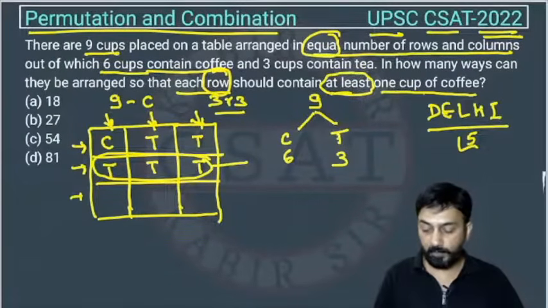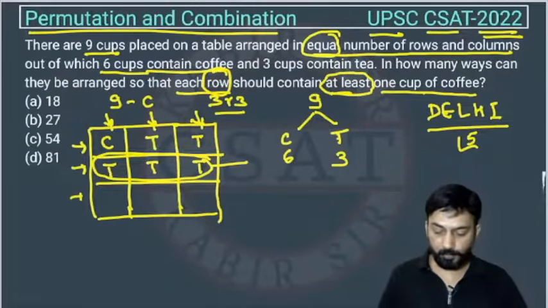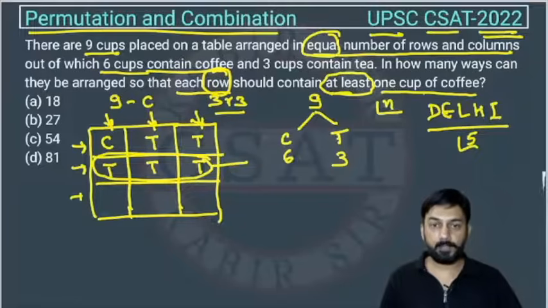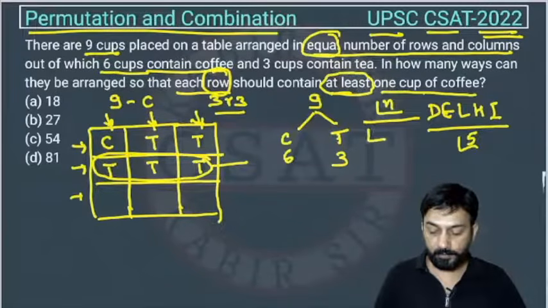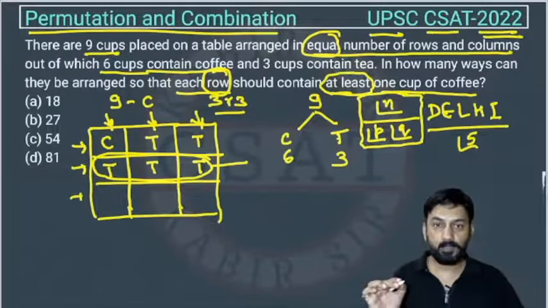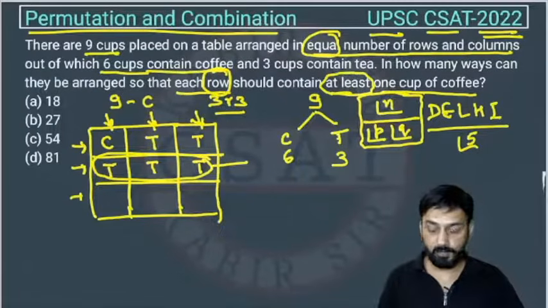But suppose there are 2 letters which are the same, right? So how will we do it? There is one formula, if you remember, that says suppose we have to arrange n numbers. We can arrange in factorial n ways, and out of these n numbers, p numbers are of the same type and q numbers are of the same type. So this is the formula, right? Here I am using that formula only, because out of 9 cups, 3 are tea cups and 6 are coffee, right?